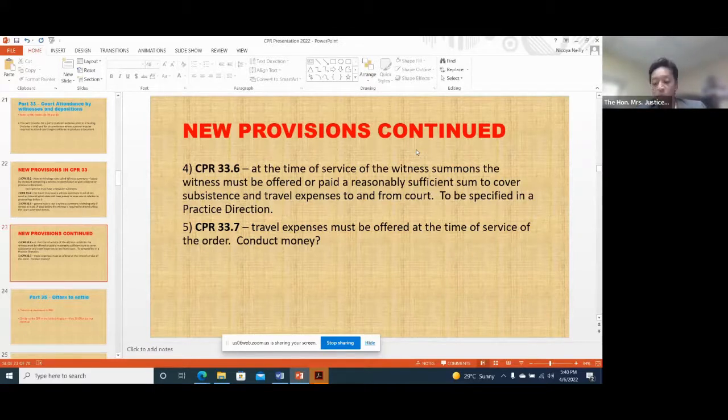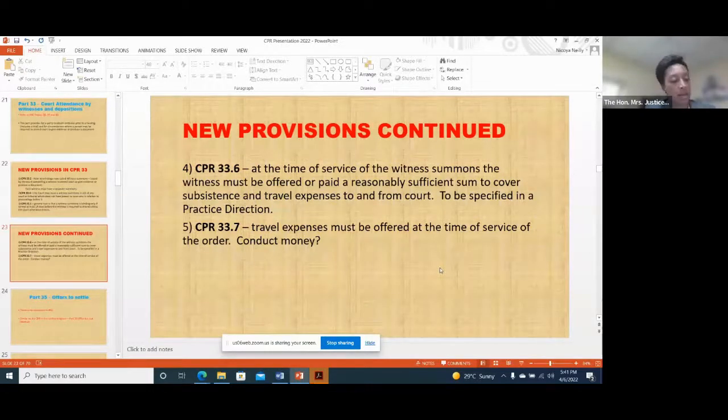CPR 33.7, travel expenses must be offered at the time of service of the order. So that's that part. I think my slide may have been missing some provisions on the deposition. I think I might have cut it off. So let me go to 33.7, actually that's the wrong reference. It was 33.6, but 33.7 deals with evidence by deposition before an examiner. An order under this rule shall be for a deponent to be examined on oath before a judge, an attorney who has practiced for at least 5 years, a magistrate or a registrar, but the order must state the date, time, and place of the examination and the name of the examiner.